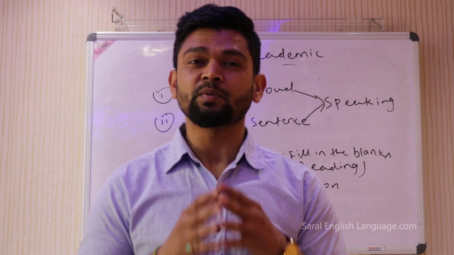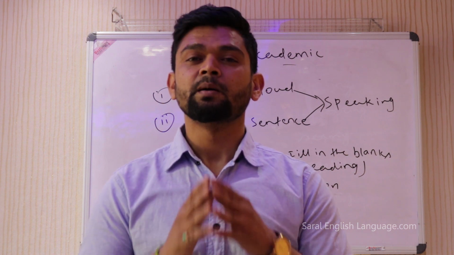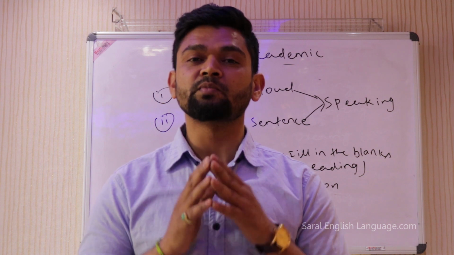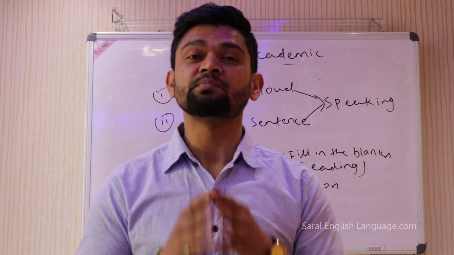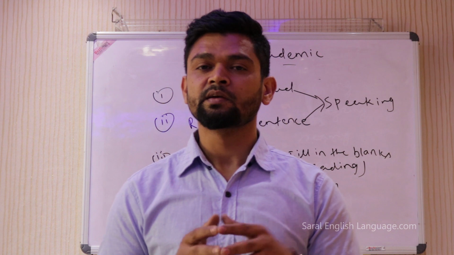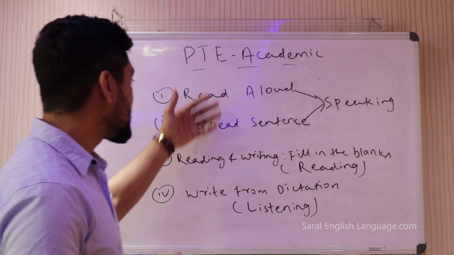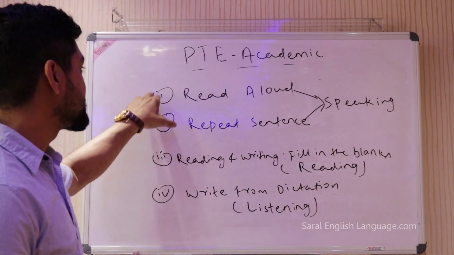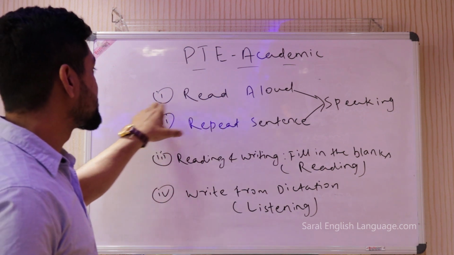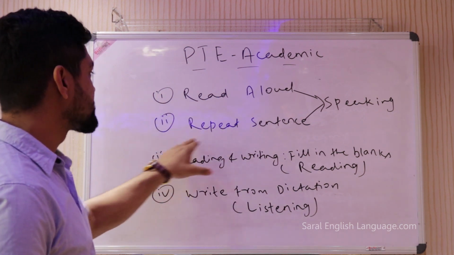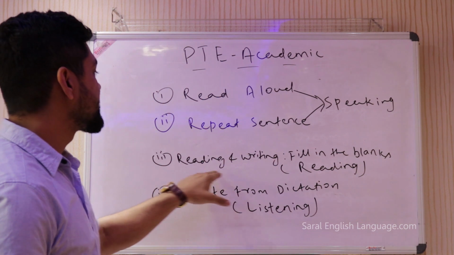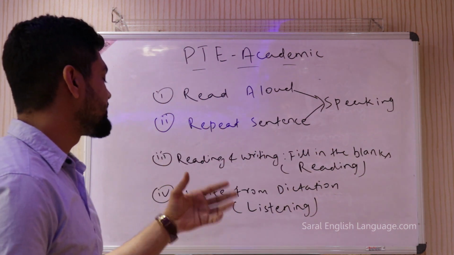So today we shall talk about the sections of PTE in brief, but most importantly we are going to talk about the most important sections or modules of the PTE test. So these four are the most important modules of the PTE Academic test. The first one is read aloud, the second one is repeat sentence, the third one is reading and writing fill in the blanks, and the fourth one is write from dictation.